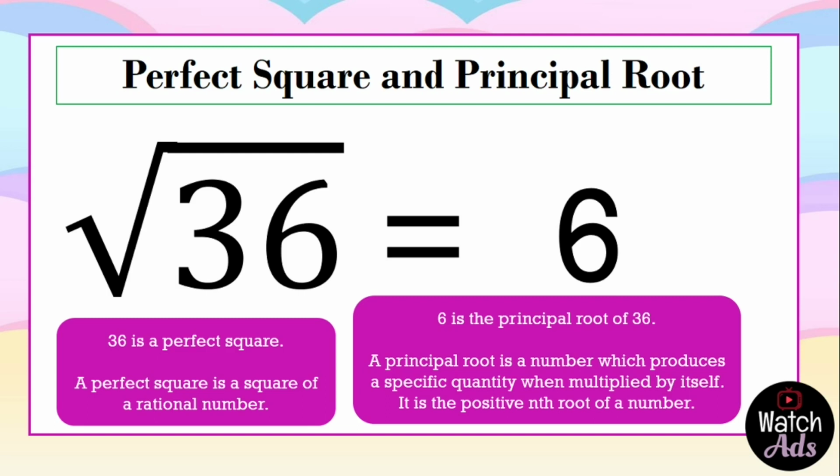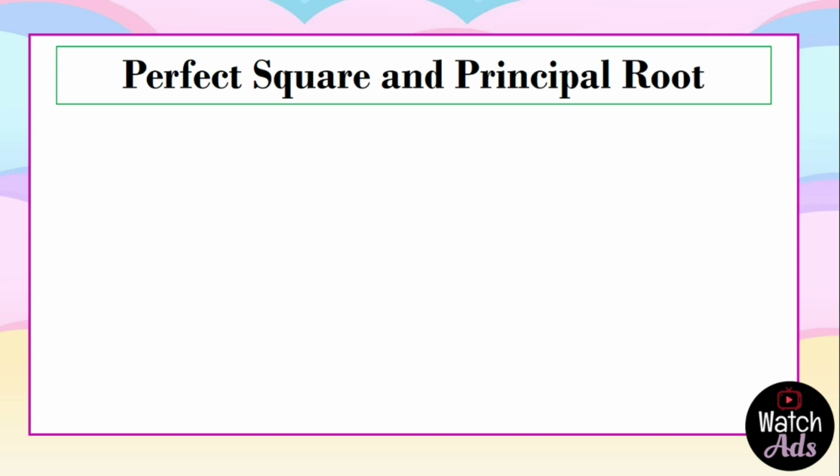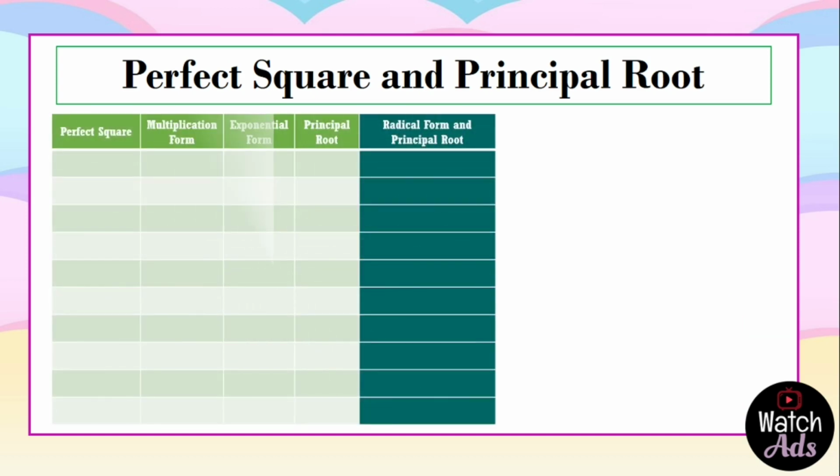A principal root is a number which produces a specific quantity when multiplied by itself. It is the positive nth root of a number. The principal root of 36 is equal to 6. To better understand perfect square and principal root, let us illustrate the numbers.